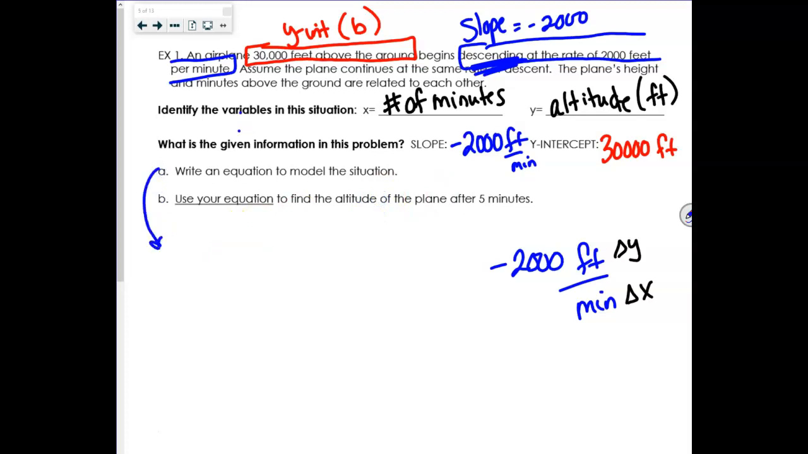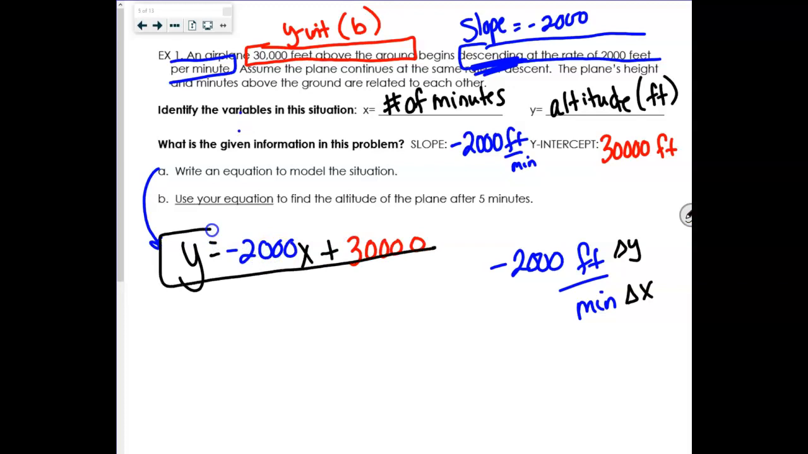I'm out of room. The equation says y equals slope. What was slope? Negative 2,000. And then we throw an x after that. And then plus our starting value. What was our y-intercept? 30,000. So there's your equation.